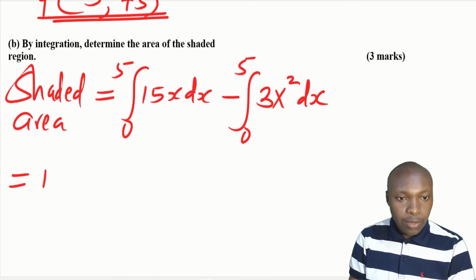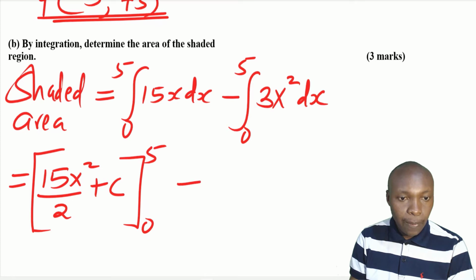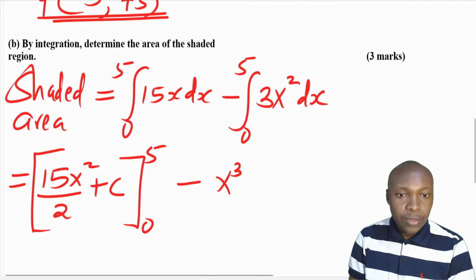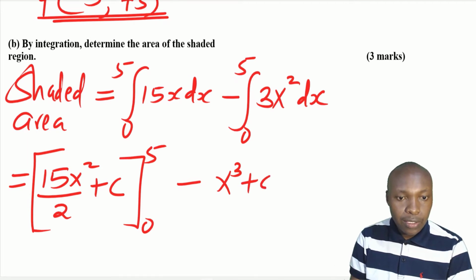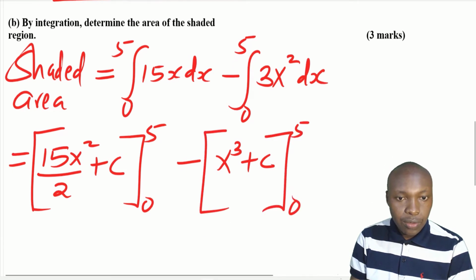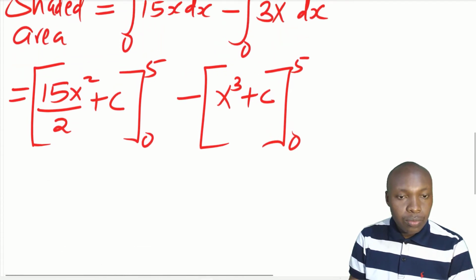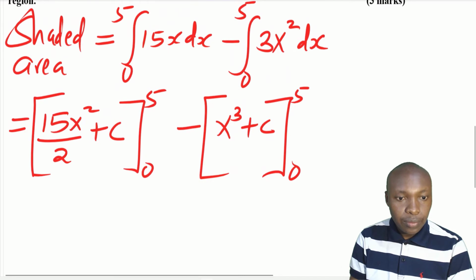Now let us integrate 15x. It will give 15x squared divided by 2 plus a constant c, and the limits are from 0 to 5. Remember, we got the x interval, the point of intersection, from 0 to 5. Then for the other part, when you integrate, you get x cubed plus a constant c. Again, we are getting the area between 0 and 5.